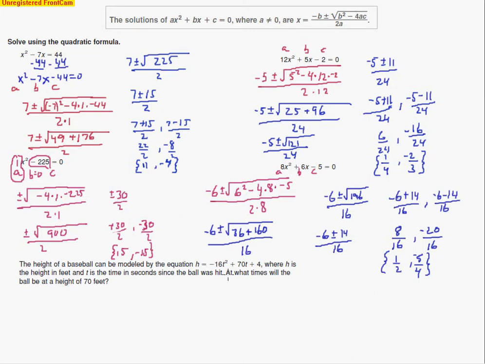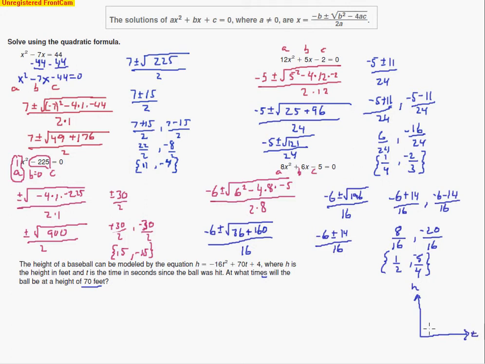Well, at this time, they want to know at what time will the ball be at 70 feet. Okay, so times. So there could be two answers. And the reason there could be two is because this is what the equation looks like. We got height here, and we got time on this side.